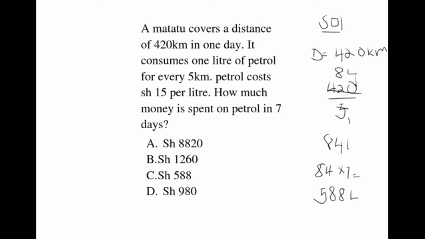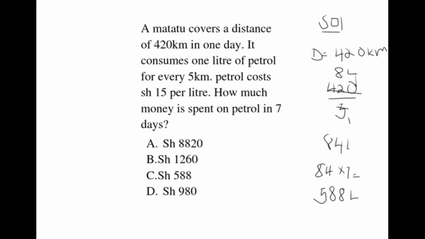Therefore, we shall have 588 times 15. This now will give us 8,820 shillings. Our correct choice will be A, 8,820 shillings.